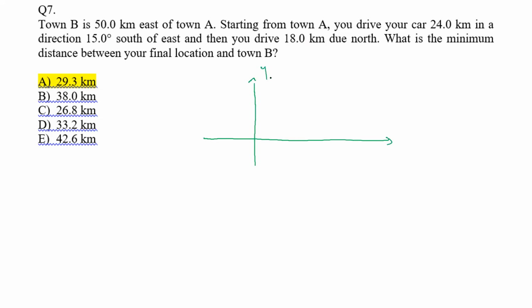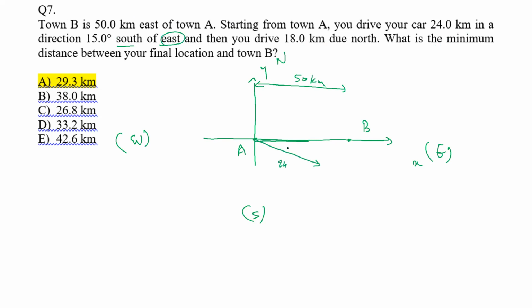This is X, this is Y. Of course, positive X is east, this is north, this is west, and this is south. So this is point A, and town B is here. And this distance between A and B is 50 kilometers. Now your first displacement is 24 kilometers in a direction 15 degrees south of east. You start by east, this is east, 15 degrees south is like this. And you go for 24 kilometers, 15 degrees below east. So this is 15 degrees.